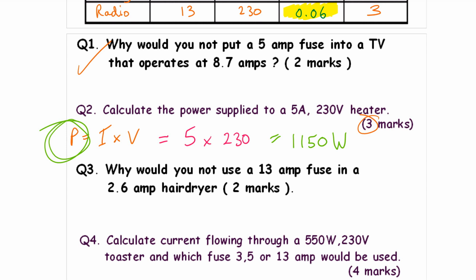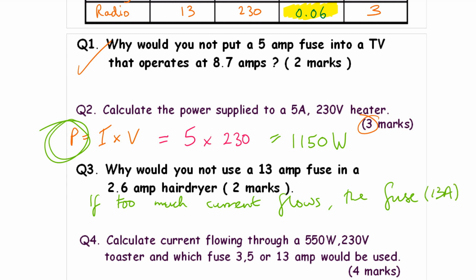Why would you not use a 13 amp fuse in a 2.6 amp hairdryer? If too much current flows, the fuse, which is 13 amps, it wouldn't melt. What might melt? The hairdryer. And what might that cause? A fire. Clearly very dangerous.